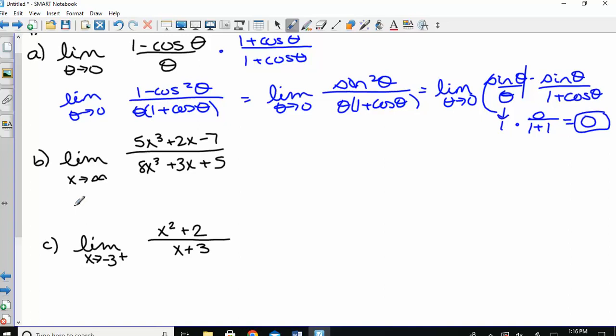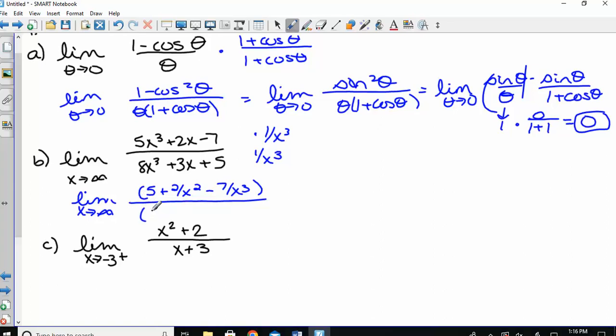B, when we're doing the infinite limits, what strategy do we use? So we're going to take everything times 1 over x cubed. So that gives us 5 plus 2 over x squared minus 7 over x cubed. On the bottom, that's 8 plus 3 over x squared plus 5 over x cubed. And if x is going to infinity, what's a number divided by infinity? 0. So we get 5 plus 0 minus 0 over 8 plus 0 plus 0, so we get 5/8.